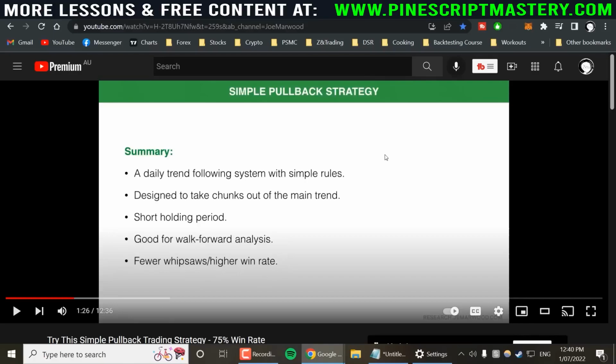And this strategy right here is a good example. So let me skip forward to the rules here, and I'll just play a quick clip from this video.